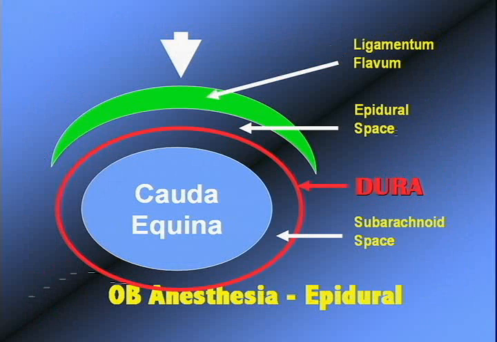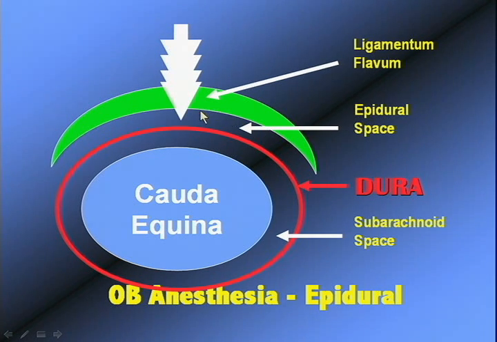Now, we could, however, go too deep with our needle, and here is our needle. This is the ligamentum flavum that we go through. The dura is the red circle here, and we don't want to go through that. We want to get into the epidural space. We gradually go with our needle a little bit deeper, and once you get through the ligament, you have a loss of resistance if you try to inject air, and you know you're in the epidural space. What if you go too deep, like this?